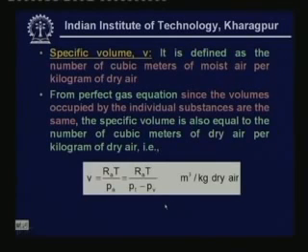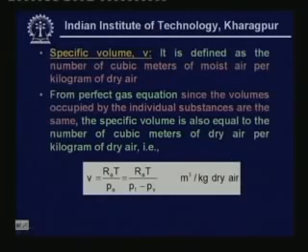Next is the specific volume, small v. This, as you know, is defined as the number of cubic meters of moist air per kilogram of dry air. All these properties are moist air properties, please keep that in mind. So, when I say specific volume, that means specific volume of moist air. From the perfect gas equation, since the volumes occupied by the individual substances are the same, the specific volume is also equal to the number of cubic meters of dry air per kilogram of dry air.